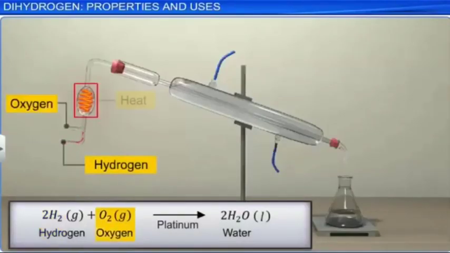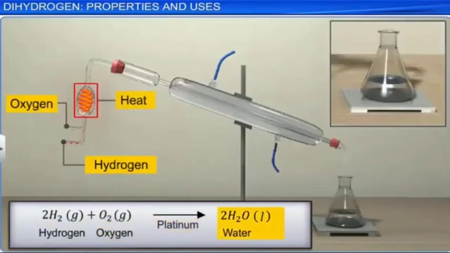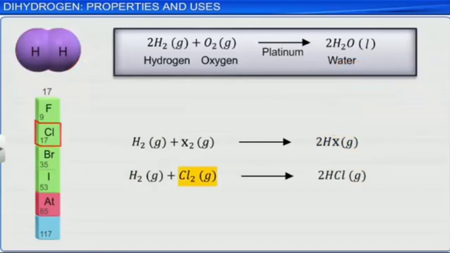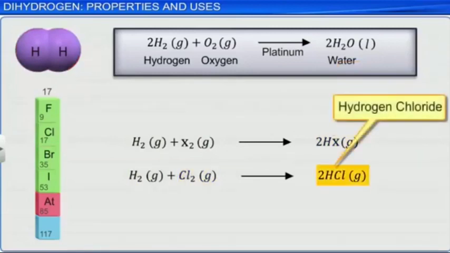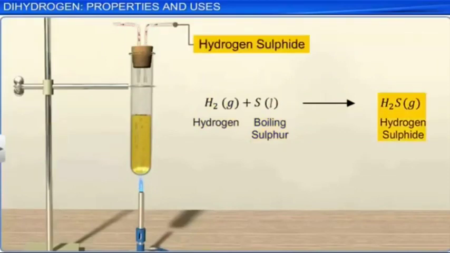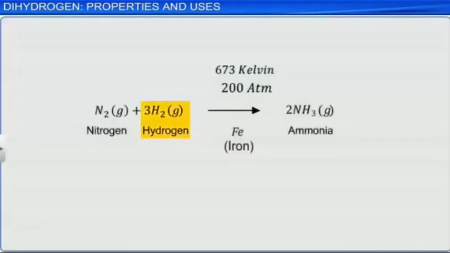Dihydrogen burns in oxygen at high temperature in the presence of platinum as a catalyst, forming water and releasing lots of energy. Dihydrogen combines with halogens to form hydrogen halides. For example, it combines with chlorine in the presence of sunlight to form hydrogen chloride. When hydrogen is passed through boiling sulfur, it produces hydrogen sulfide. Dihydrogen reacts with nitrogen at 673 Kelvin and 200 atmospheric pressure in the presence of iron as a catalyst to form ammonia.